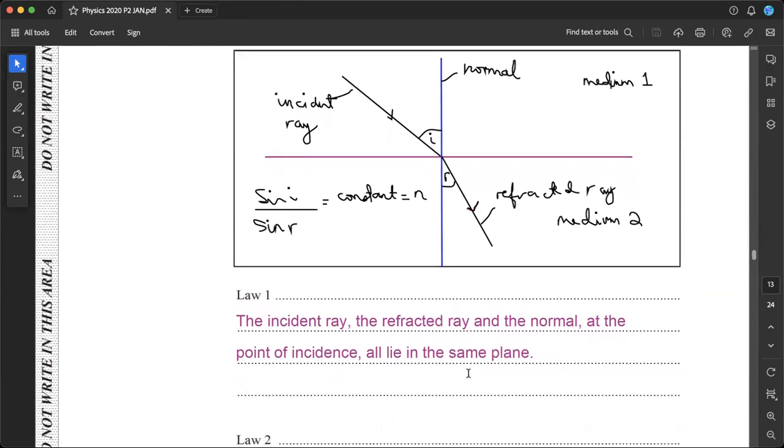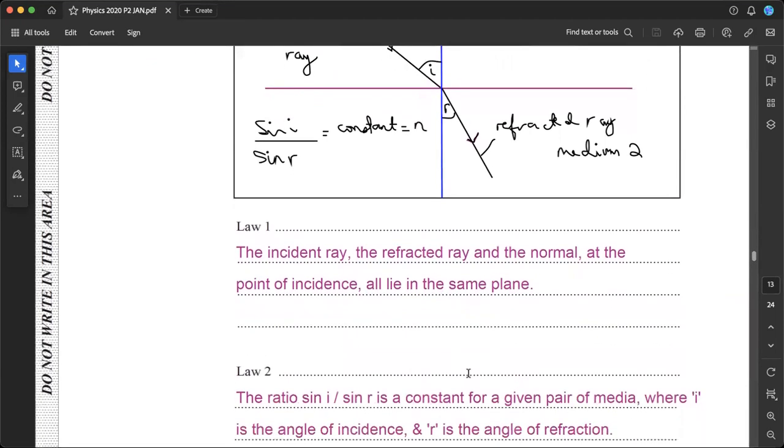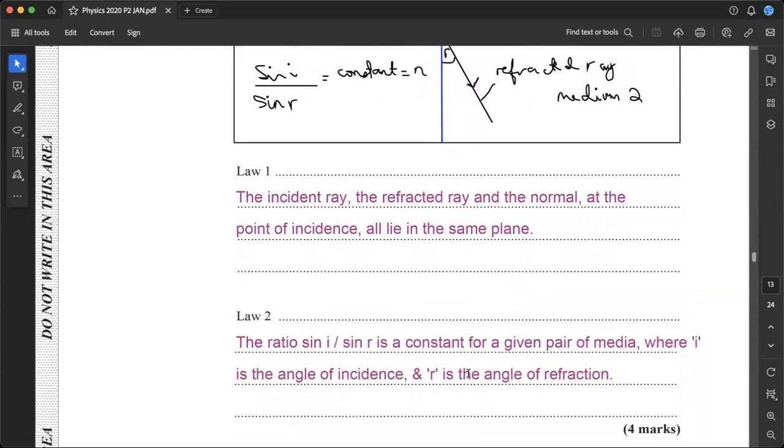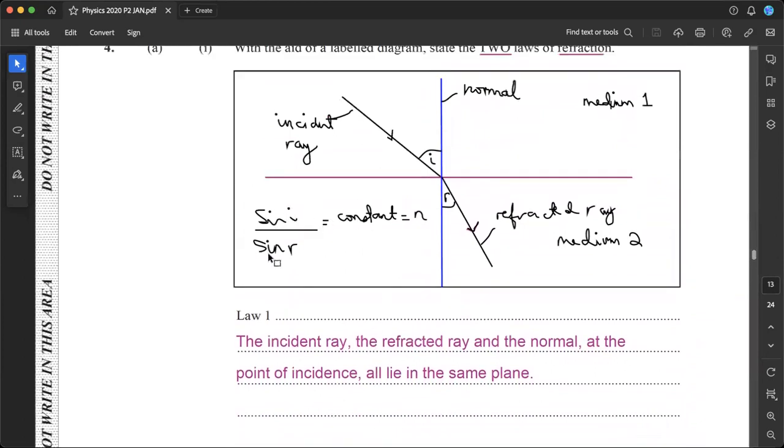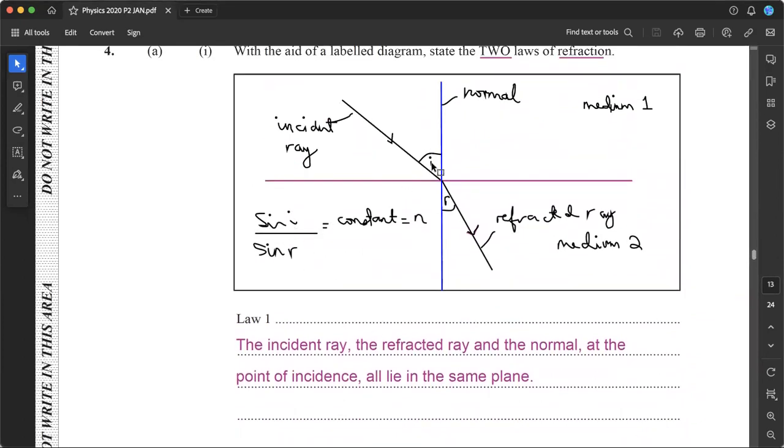The second law has to do with what's known as Snell's law, and that law states that the ratio of sine I over sine R is a constant for a given pair of media, where I is our angle of incidence and R is the angle of refraction. So I've stated up here that the sine of I divided by the sine of R gives me a constant, and we call that constant the refractive index of a particular medium.